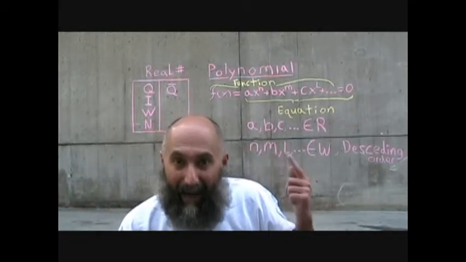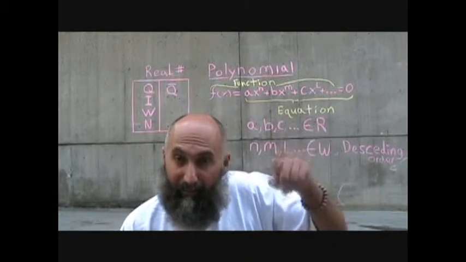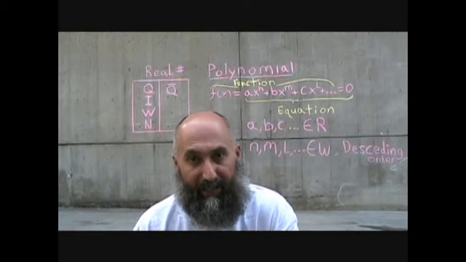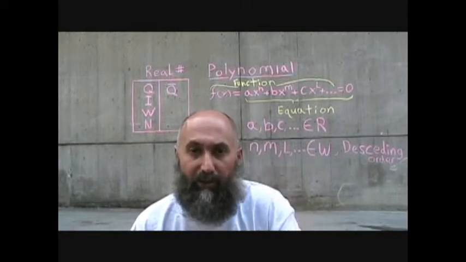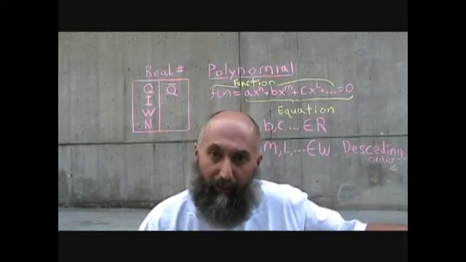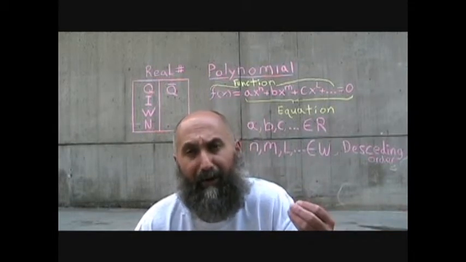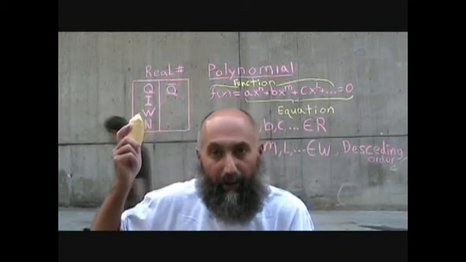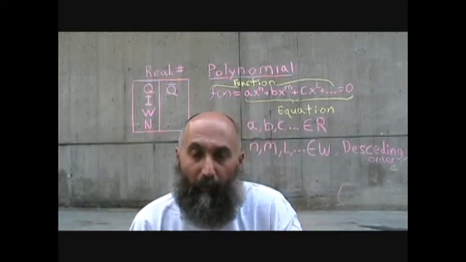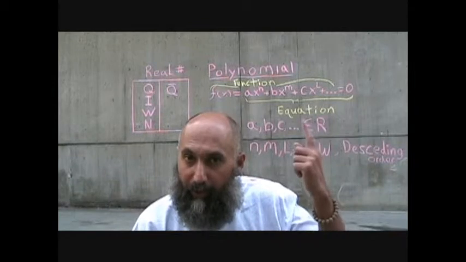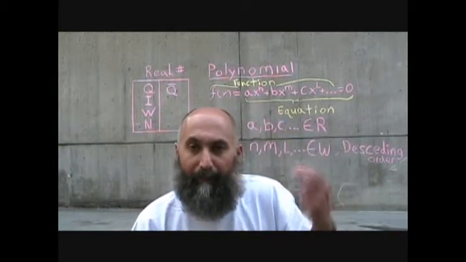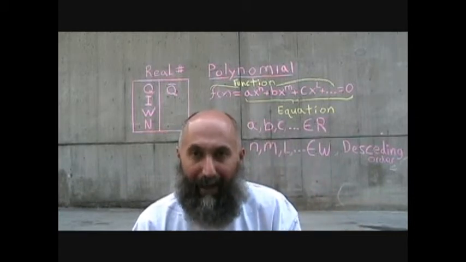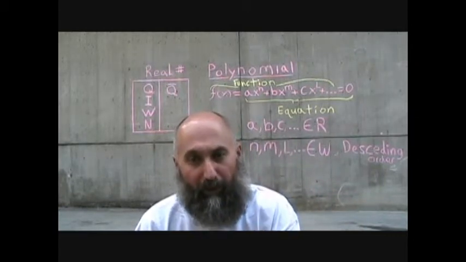And the powers, the exponents, have to be from the whole number set, okay? They have to be either 0, 1, 2, 3, all the way up to infinity. You can think about it as positive integers, and whole numbers, right? So for something to be a polynomial equation or a polynomial function, the exponent has to be a whole number. And that is a polynomial function.